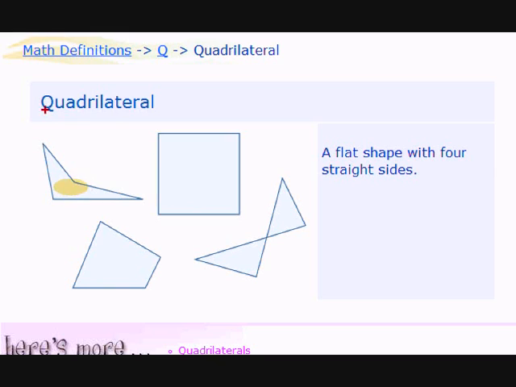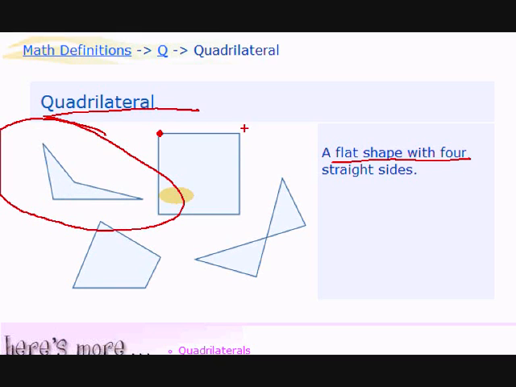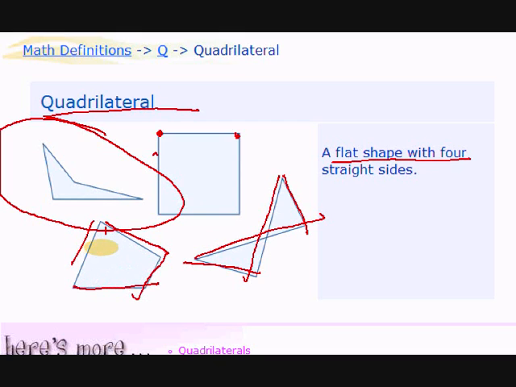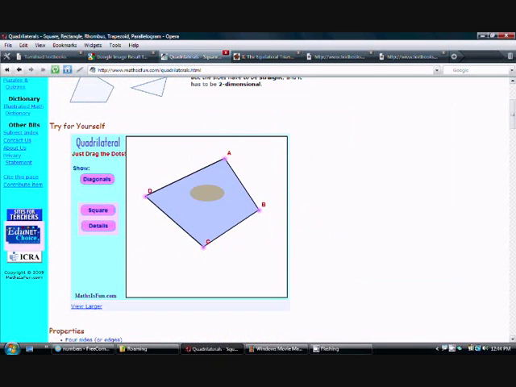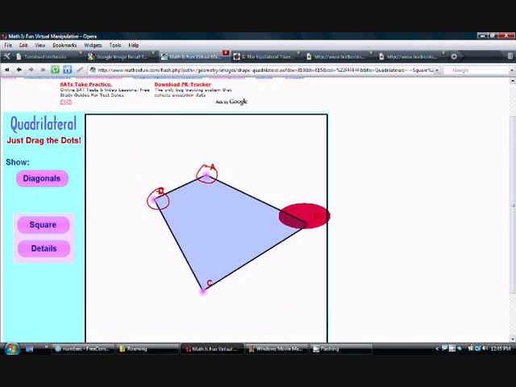Look at this. A quadrilateral is a flat shape with 4 straight lines. Even this is a quadrilateral. This square is also a quadrilateral. These 4 straight lines are there, right? Here is 1, 2, 3, 4. This quadrilateral has 4 sides and 4 vertices. Look at this. Here we have 4 vertices and 4 sides.